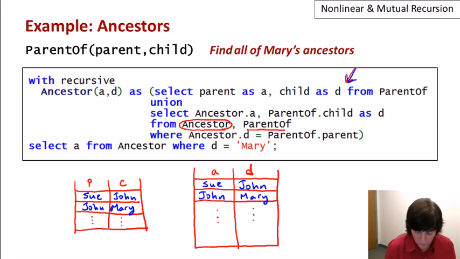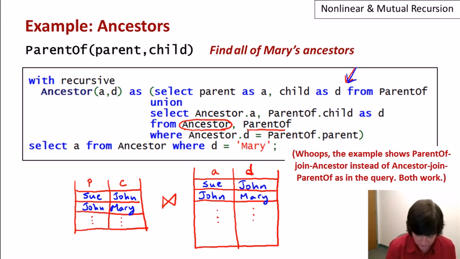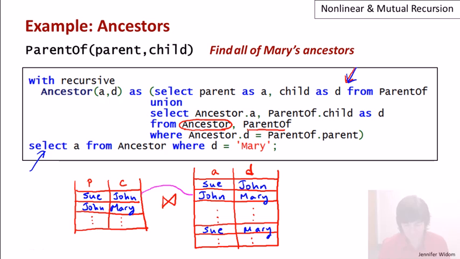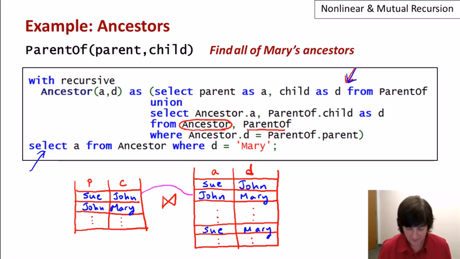As the iteration continues, we're effectively joining the parent table and the ancestor table to get additional tuples in the ancestor table. For example, we see that the Sue and John tuple here would join with the John and Mary tuple, and that would give us Sue and Mary in the ancestor table. The iteration continues until there are no new tuples to add to the ancestor table, and then we're done with our recursively defined relation, and we can go ahead and execute the final query in the with statement. And again, often when I say we, I really mean the system. All this, of course, is being performed by the system as it executes the recursively defined with statement.